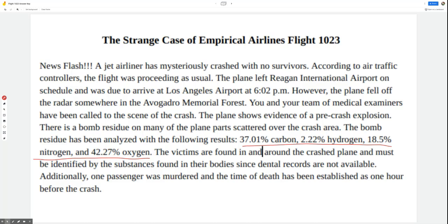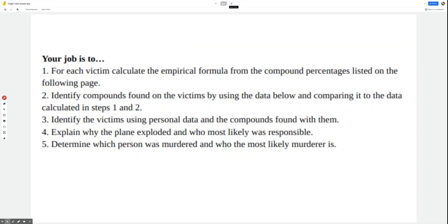And then we have information that there were victims, including one who appears to have been murdered before the crash. So we have sort of two mysteries to solve here. We have the mystery of what caused the plane to crash, which appears to be a bomb. We have to find out what the bomb was made of and who on the plane might have been carrying it. And then also who was murdered on the plane, and if possible, who might have been the murderer. So we're going to use the information on the following slides to figure that out.